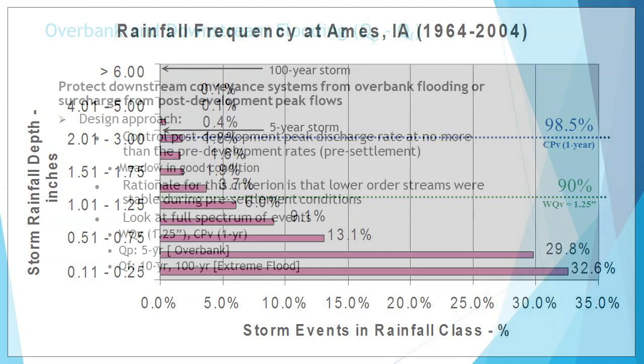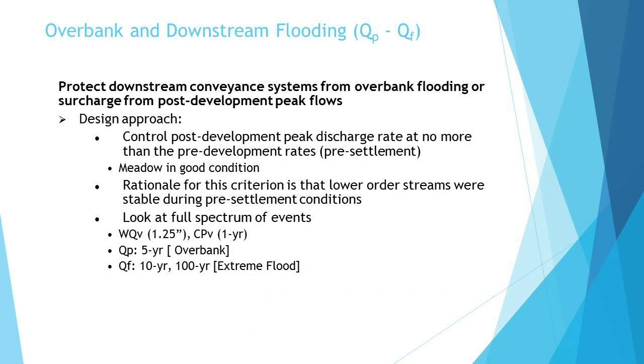So the design approach is we're controlling the post-development peak discharge at no more than the pre-settlement rates. And again, the rationale for this is the lower order streams were stable during pre-settlement conditions. So by doing this, we're really looking at a spectrum of storm events going all the way from our 1.25 water quality volume all the way up to the 100-year storm.